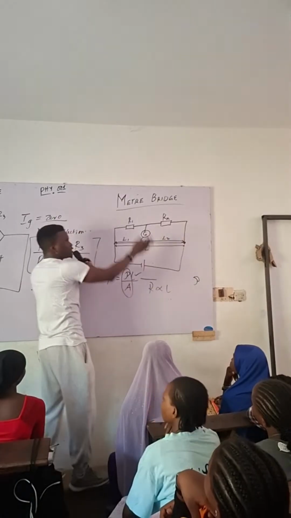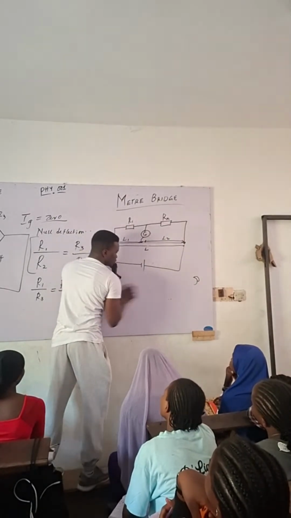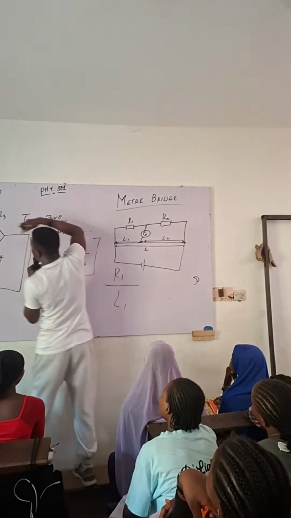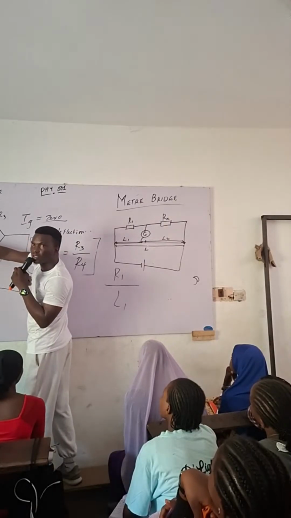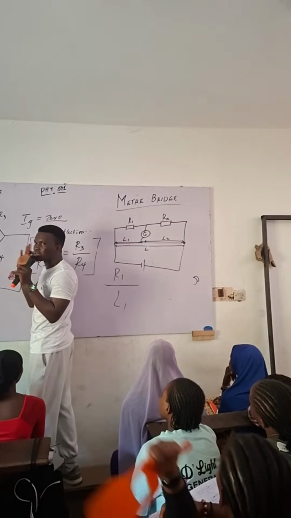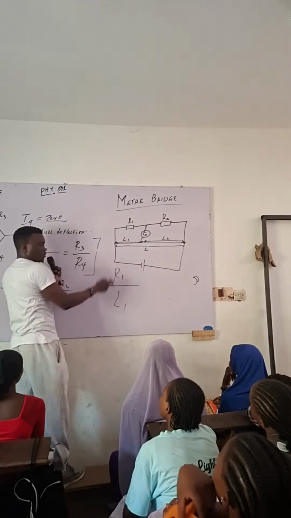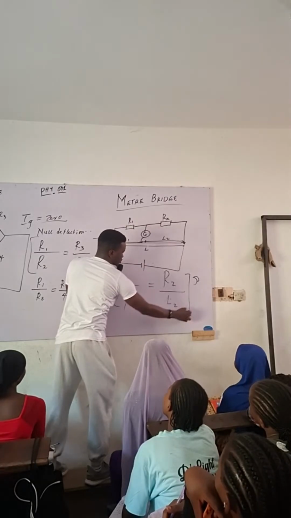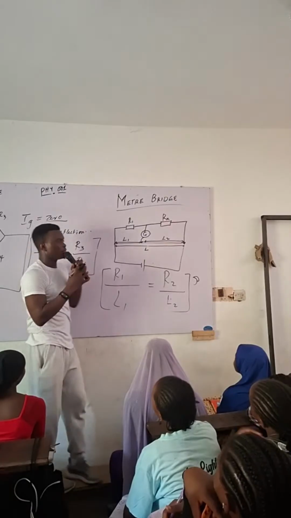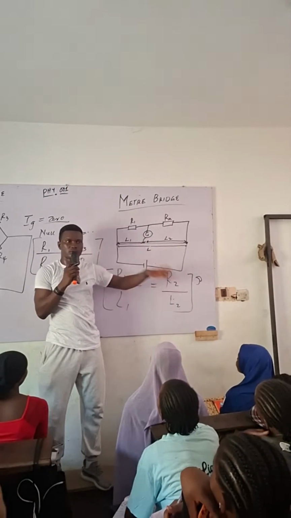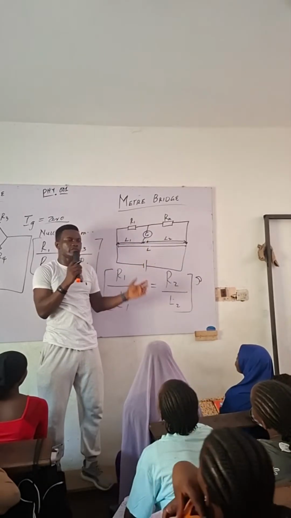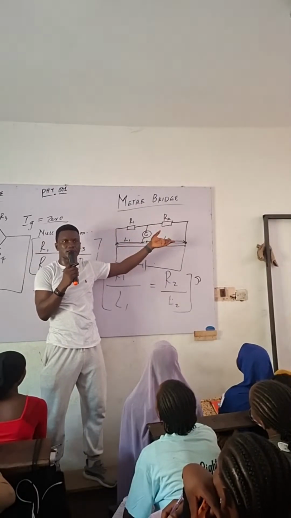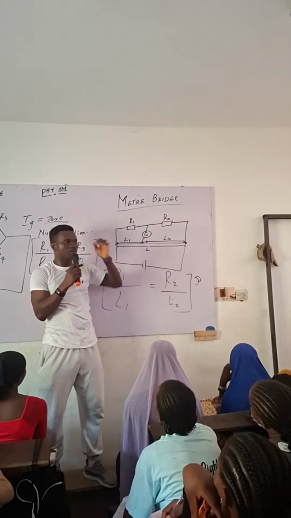So if they say you should do calculation here, what do you do? You will just say that R1 over L1, just like we said, R1 over R2 is equal to R3 over R4. It's as simple as that. So you now say R1 over L1 is equal to what? R2 over L2. They might now tell you that the length is 100 meters. You will just divide it as appropriate. If they say that it's 60 meters for this one, that means this one will be what? 40 meters. It's as simple as that. Or 40 centimeters. Meter might be very long for 40 meters.